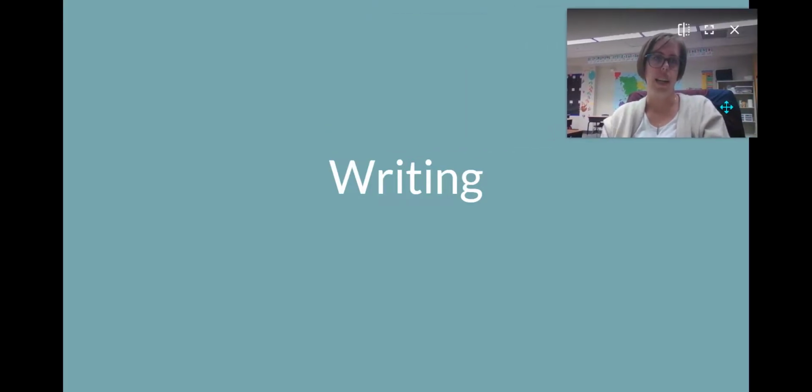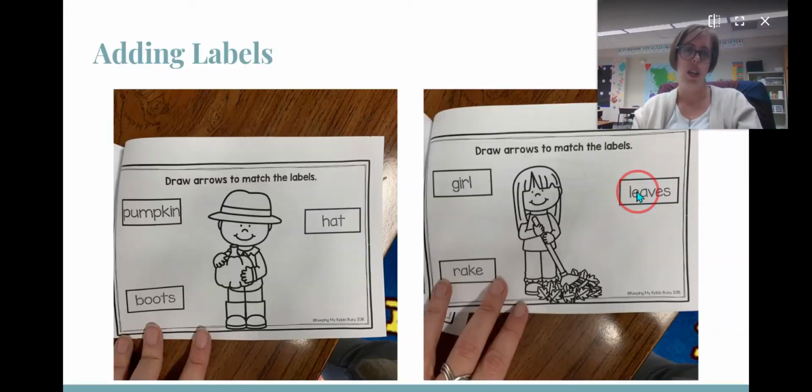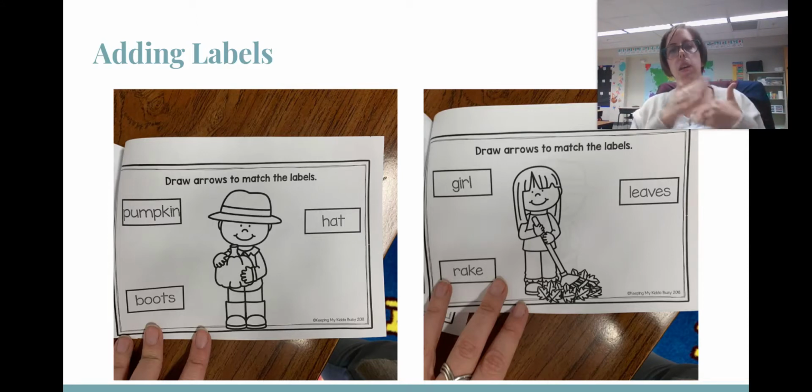Now, in writing, I wanted to show you. You've been getting a lot of books that look like this. Right now, what we are really working on is labeling, so that when they do start writing, they're not going to be writing in full sentences. But if they can label their picture, it will help to communicate their message, and it will help them to remember what it is that they're writing about so that they can build a story over days.